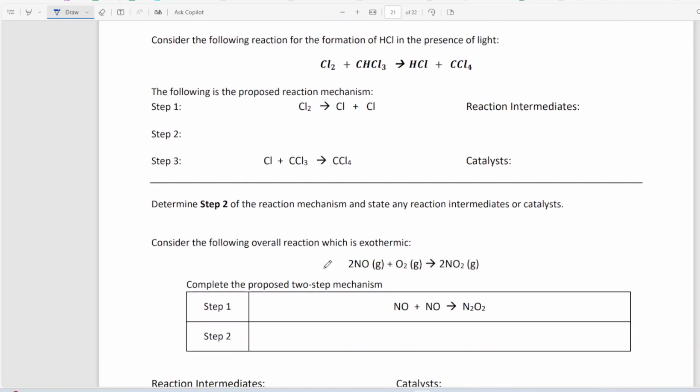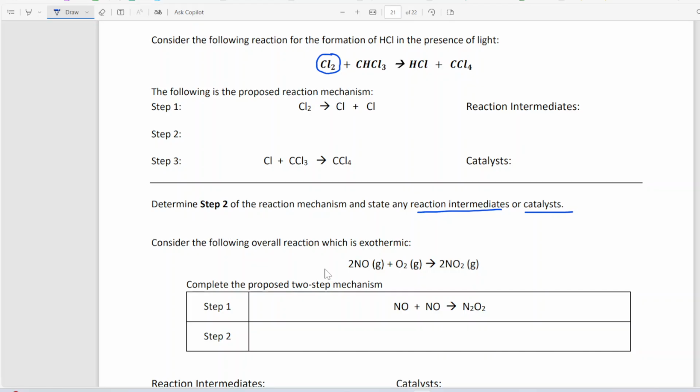All right, if you're feeling good about this, pause the video and give this one a go. So this one I've just written differently. Instead of putting the overall reaction on the bottom, I've put the overall reaction at the top. And we are going to find step 2, and we are going to state any reaction intermediates or catalysts. So let's go for it.